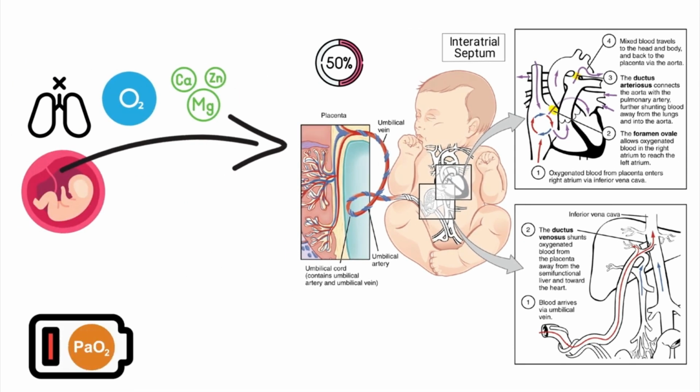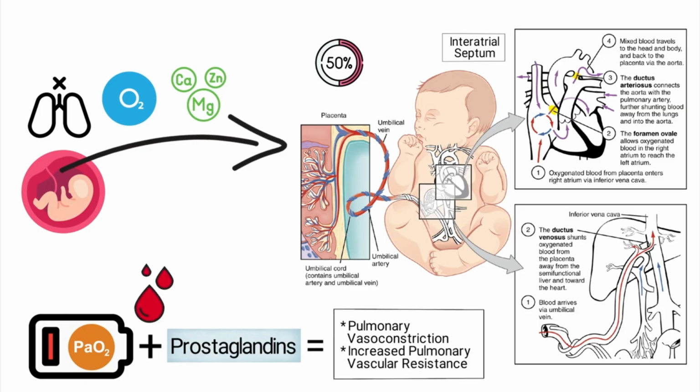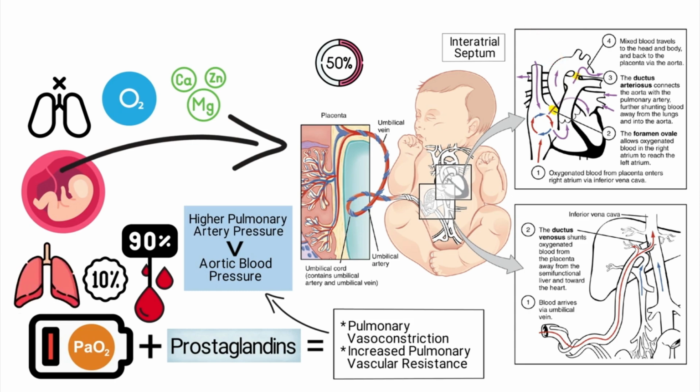However, the relatively low PaO2 and the presence of prostaglandins in the fetal blood result in pulmonary vasoconstriction and increased pulmonary vascular resistance. This leads to a higher pulmonary artery pressure than aortic blood pressure, which causes approximately 90% of the blood entering the pulmonary artery to shunt through the ductus arteriosus, which is a muscular vessel connecting the trunk of the pulmonary artery to the aorta, into the systemic circulation. Only the remaining 10% of blood actually flows into the lungs.